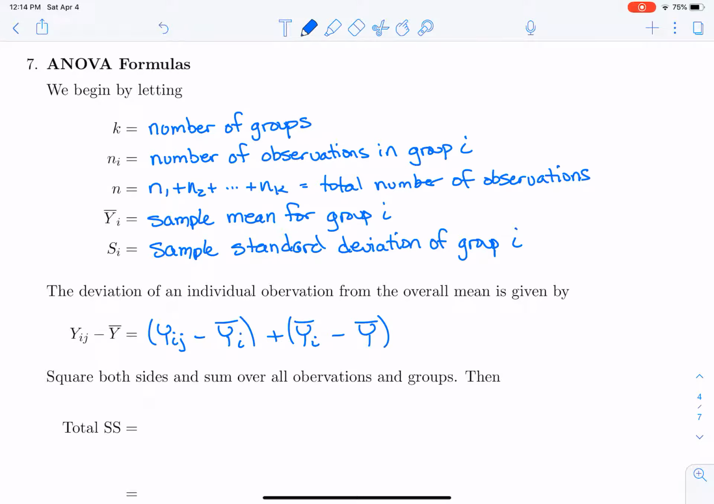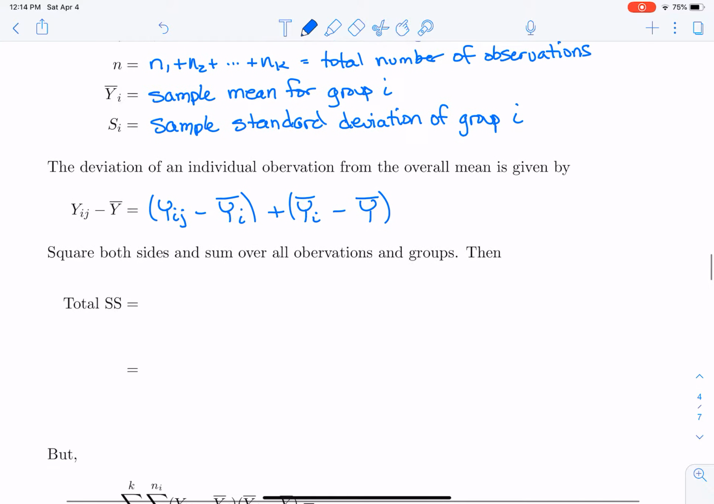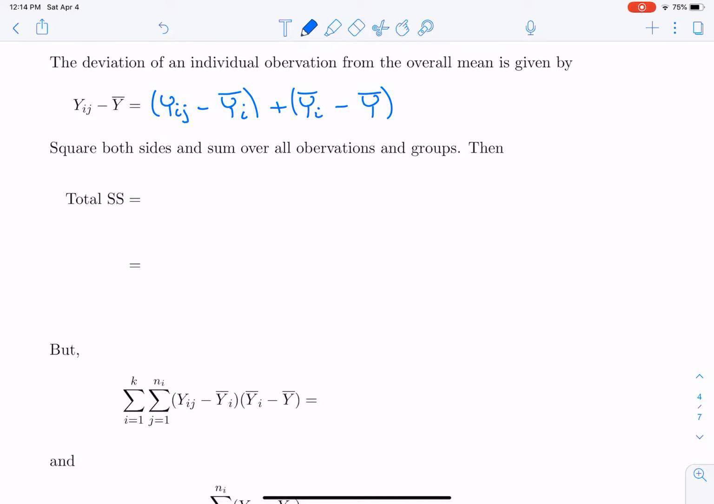Now I'm going to define what's called the total sum of squares. So I'm going to square both sides and sum over all observations and groups. Okay, so the total sum of squares, I want to sum all of the y sub ij's minus the y bars. So that's going to require me to sum over all individuals within a group, j equals 1 to n sub i, and then I'm going to have to sum over all the groups from i equals 1 to k. That way, when I'm summing, I get all of the y sub ij's. And I'm going to take that, subtract y bar, squared.